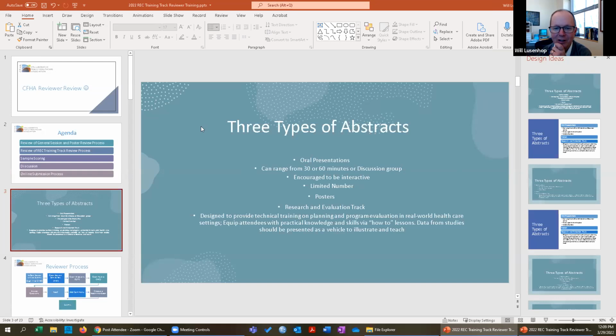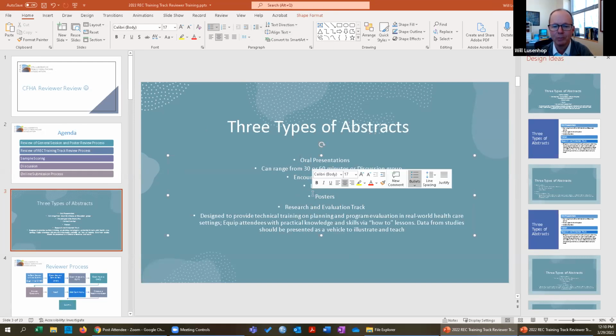Just to remind everybody, there are three different types of abstracts submitted for the conference: oral presentations, which are 30 to 60 minutes, or a discussion group, which are encouraged to be interactive. Then we have posters. Jen, I think your formatting got a little messed up when I cut and pasted over. So we have posters, and then we have the research and evaluation track.